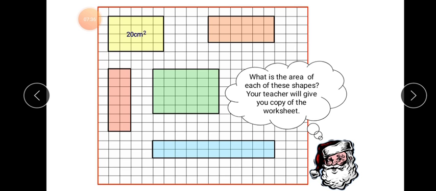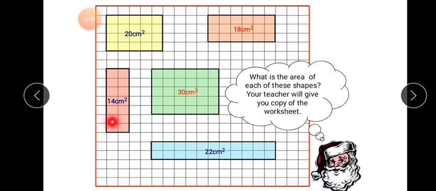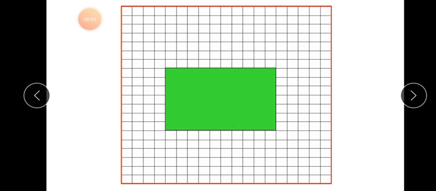So the first one, if you solve it, you will get 20. Second one is 18. Third one 14. Fourth one 30. Fifth one is 22. You see here, for example, we have 7, so 7 into 2 is 14. Here we have 11 squares and we have 2 lines, so 11 into 2 is 22.